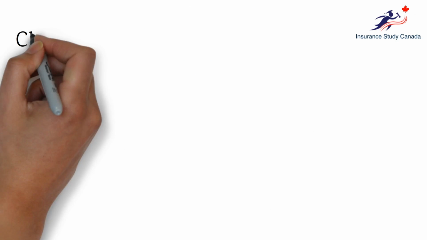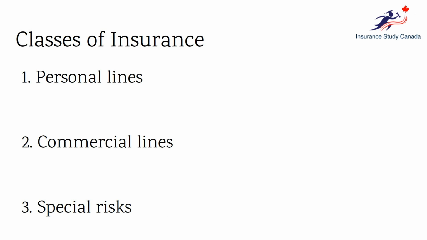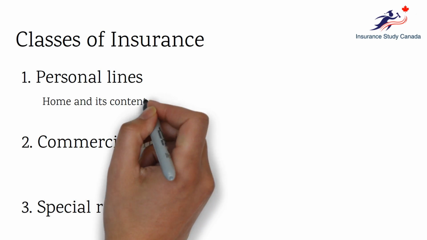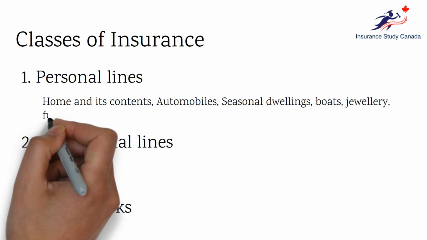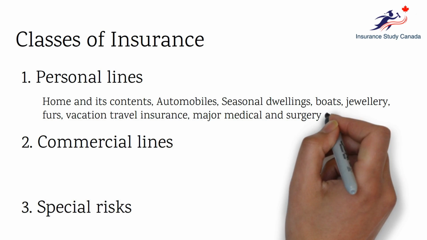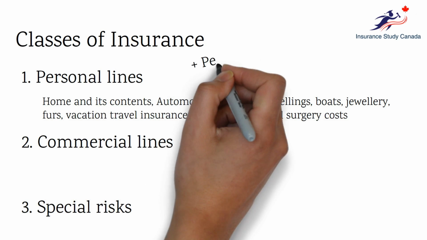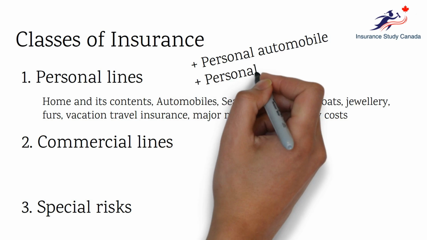So now we will learn about the classes of insurance. There are three classes: personal lines, commercial lines, and special risks. Personal line is insurance of personal things, and insurance relating to individuals in their private capacity, including our home, its contents, automobile, seasonal dwelling, boats, jewelry, major medical and surgery costs, etc. Some insurers, insurance agents and brokers may split into two departments. They call them personal automobile and personal property.